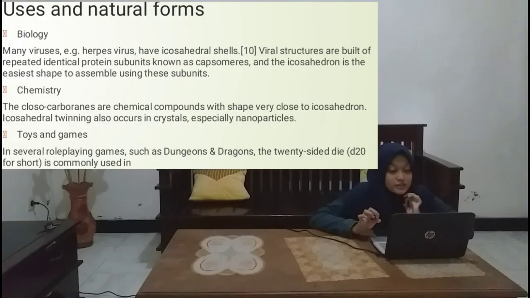And what is the icosahedron's use in natural forms? In biology, many viruses, e.g. herpes virus, have icosahedral shells. Viral structures are built from repeated identical protein subunits known as capsomers, and the icosahedron is the easiest shape to assemble using these subunits. And in chemistry, there are chemical compounds with a shape very close to an icosahedron. Icosahedral twinning also occurs in crystals, especially nanoparticles.